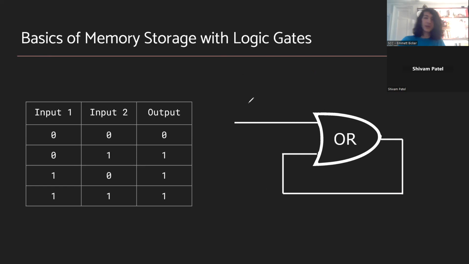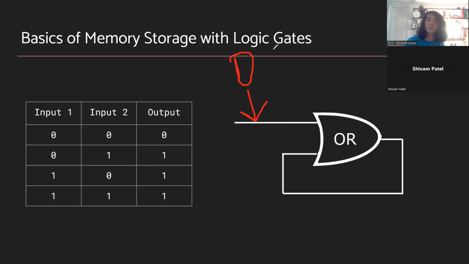So if this bit is 0, what will be the output of this OR gate? An OR gate will take in 2 digits and it will only output 0 if both of them are 0. And say that this is initialized to 0. Yeah, it will output 0. So now let's say that I flick this on for 1 second to be 1, and then I turn it back to 0. What will be the output of this logic gate now?